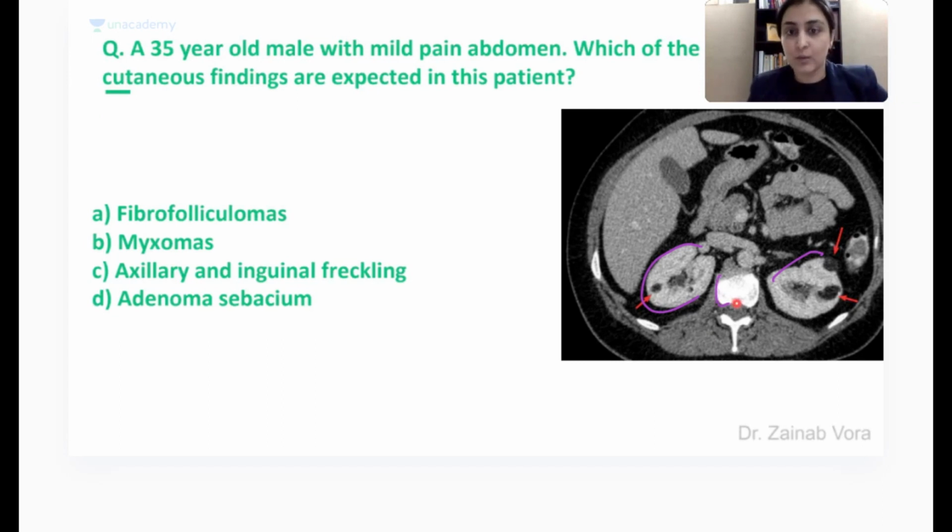So here, what do we have? The bones are white. Good. So it is a CT, contrast enhanced CT, not NCCT. We are again seeing kidneys appear white. The vessels also appear white. So this is a contrast enhanced CT.